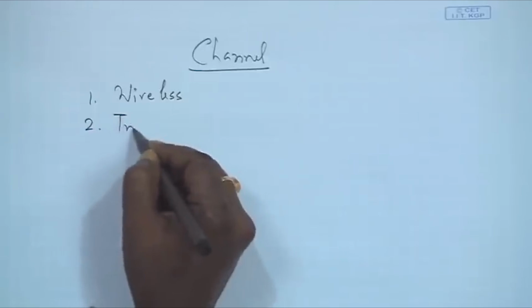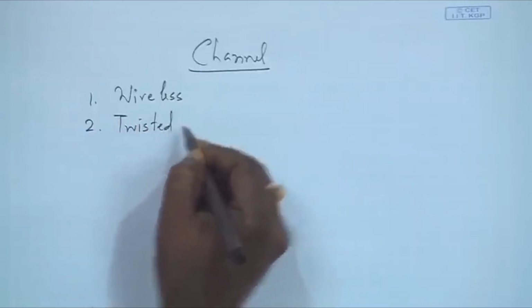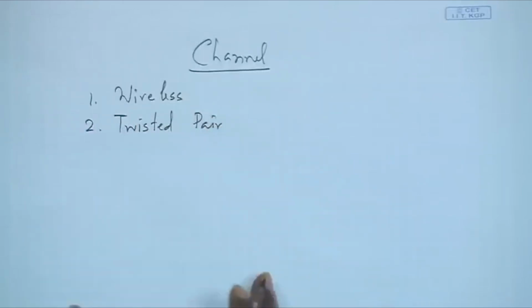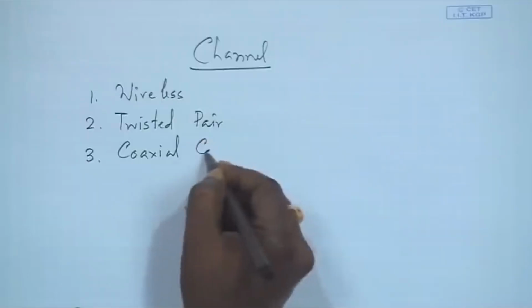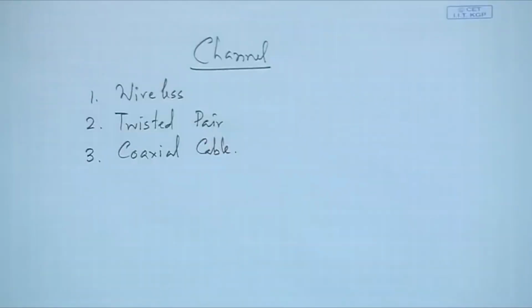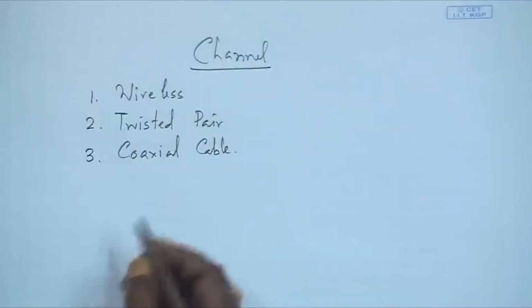Another is twisted pair, which is being used for our telephony transmission. You might be aware of this. The third is coaxial cable. This is mostly used for broadcasting television signals. This is also something you have seen already.